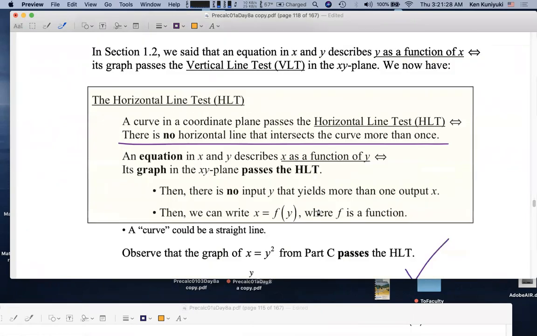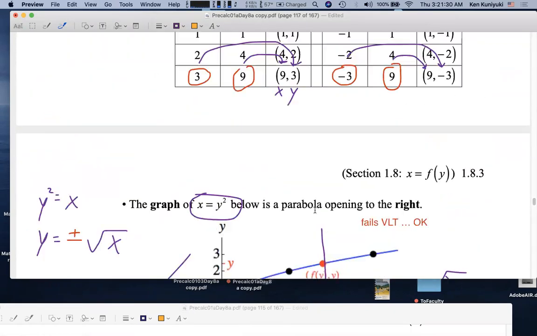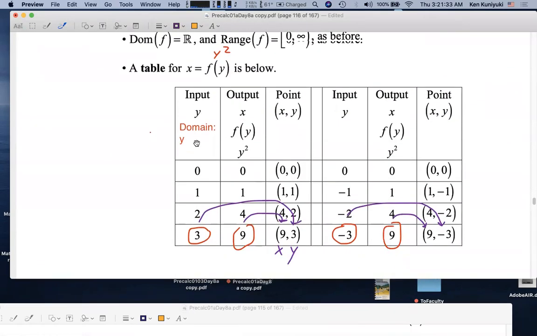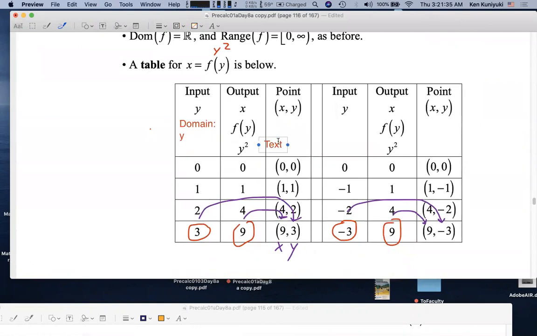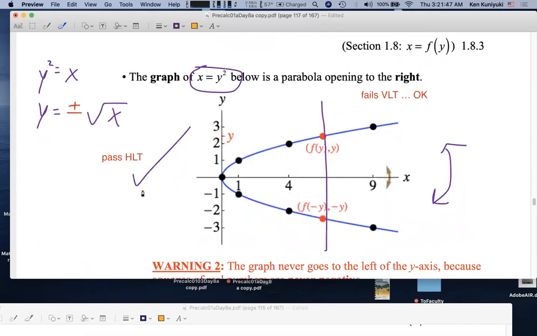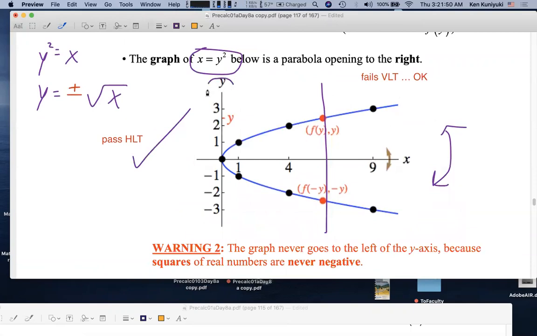Now, as I mentioned before, when you do your point plotting, remember that your domain values are like y coordinates and your range values are like x coordinates. Before, when we had y as a function of x, domain was x, range was y. Now it's switched. Domain is y, range is x. Domain is y, the set of all real numbers. Range is x, the set of non-negative reals.